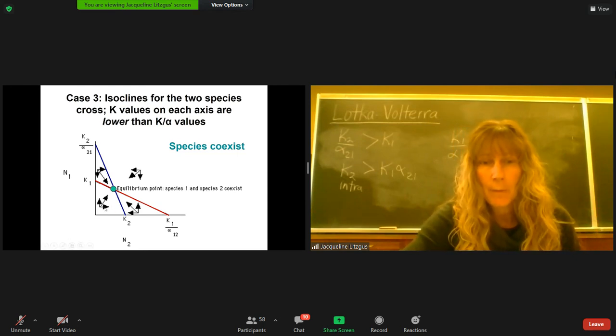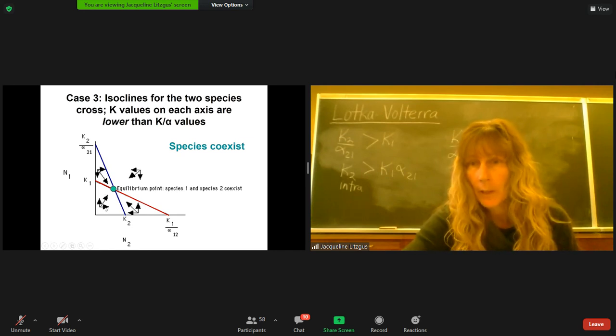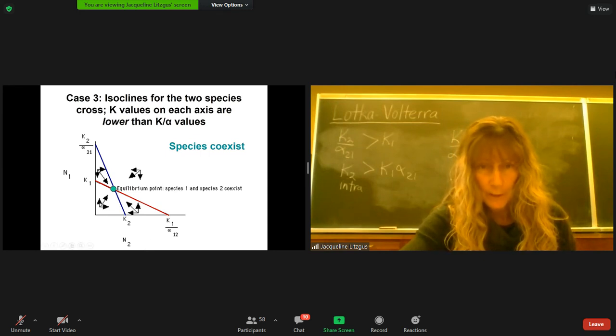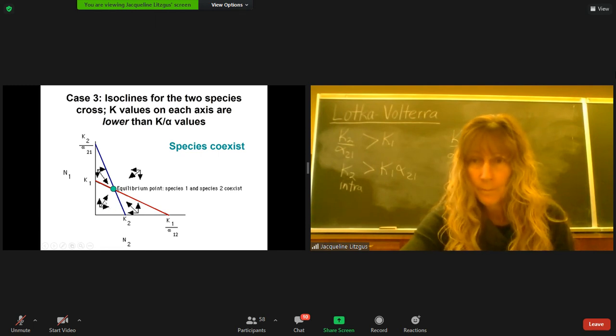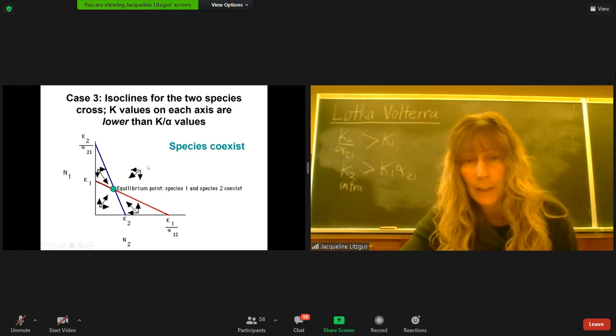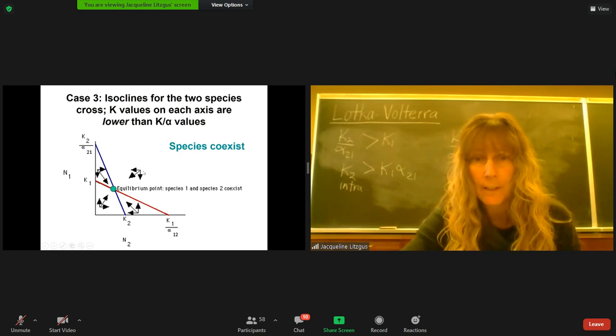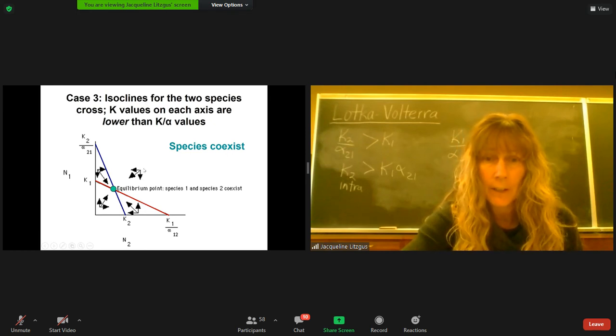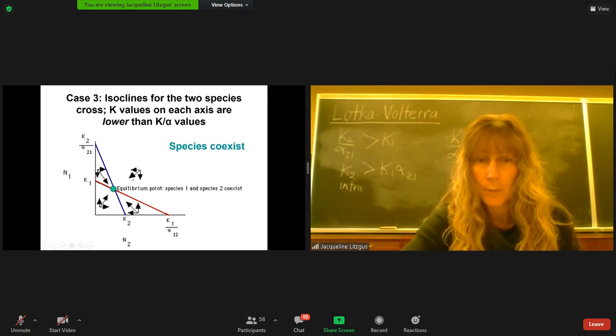Again, we'll start with the easy one. In the bottom left, we're below both species isoclines, so both are growing. Species one is growing up its y-axis, species two is growing along its x-axis, and the common vector is here. In the upper part of the graph, we're above both species isoclines, so they're both decreasing. Species one decreases, species two decreases, and the common vector is going this way. So you can already see where this is headed.